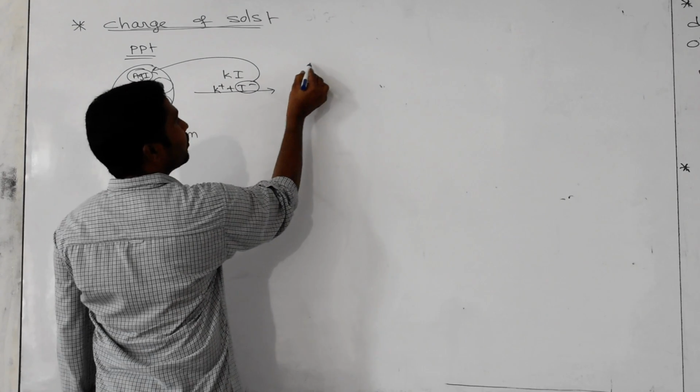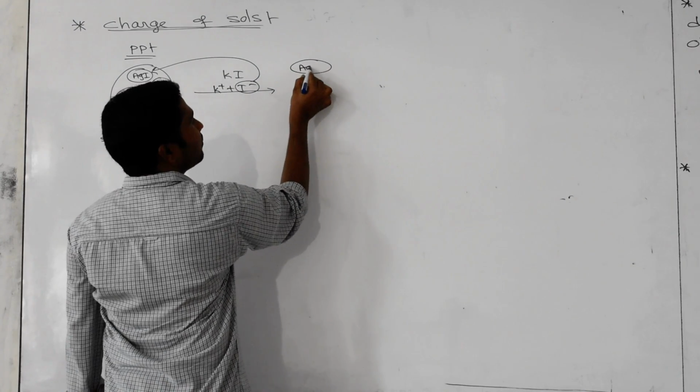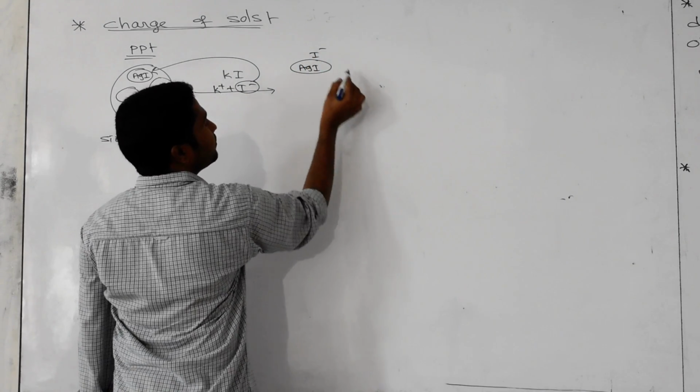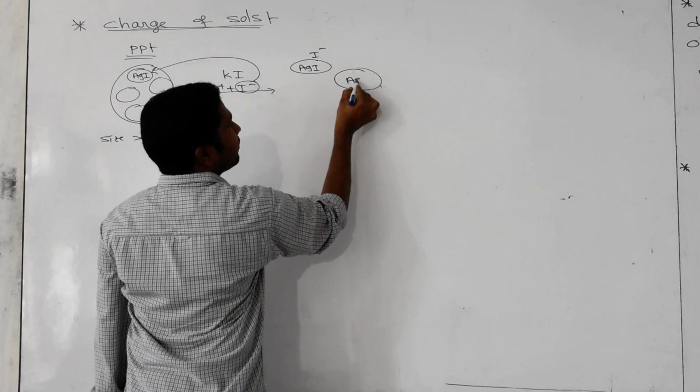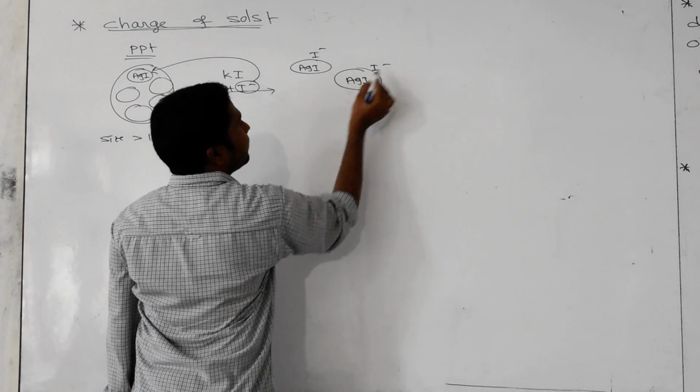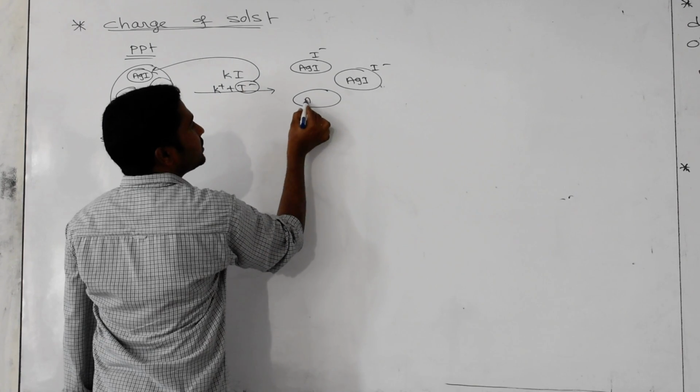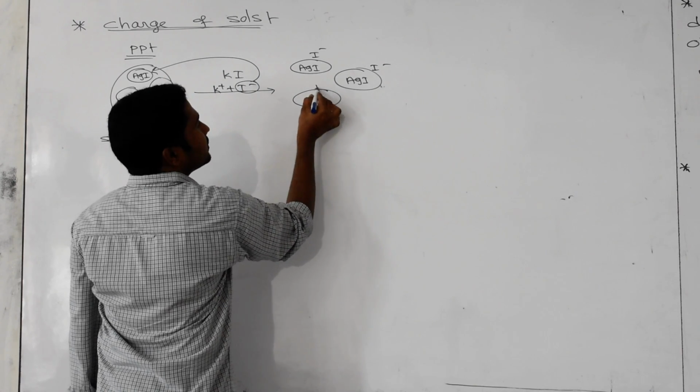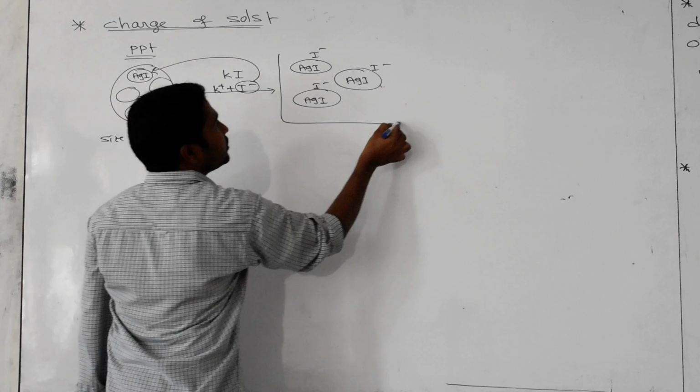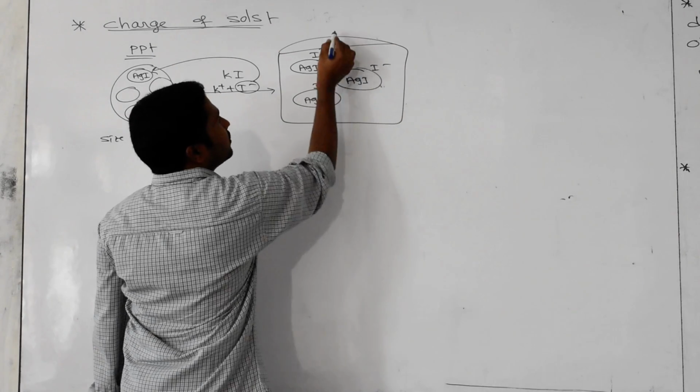So I will write that concept here. All silver iodide particles are adsorbing iodide ions from KI. Then they all become negatively charged particles. Yes, like this it will go on. This is what we call a sol.